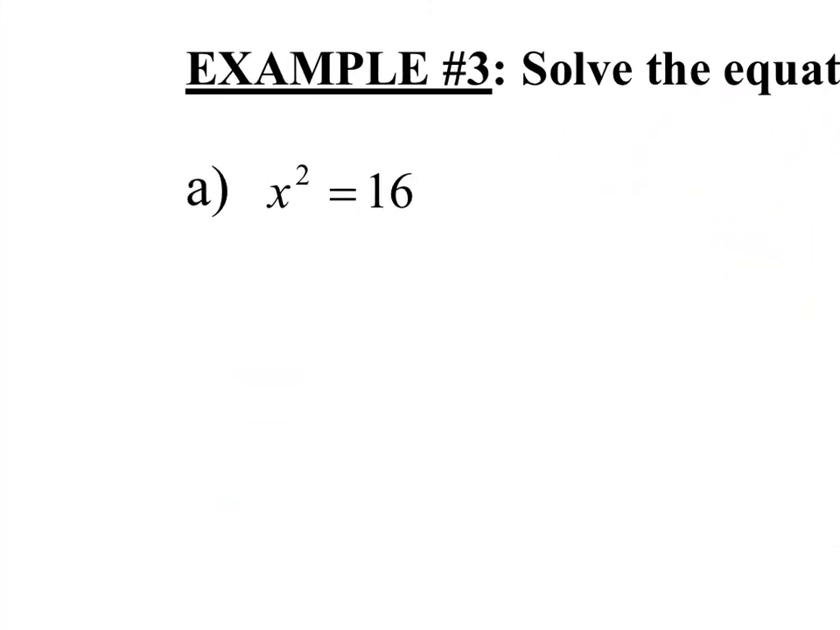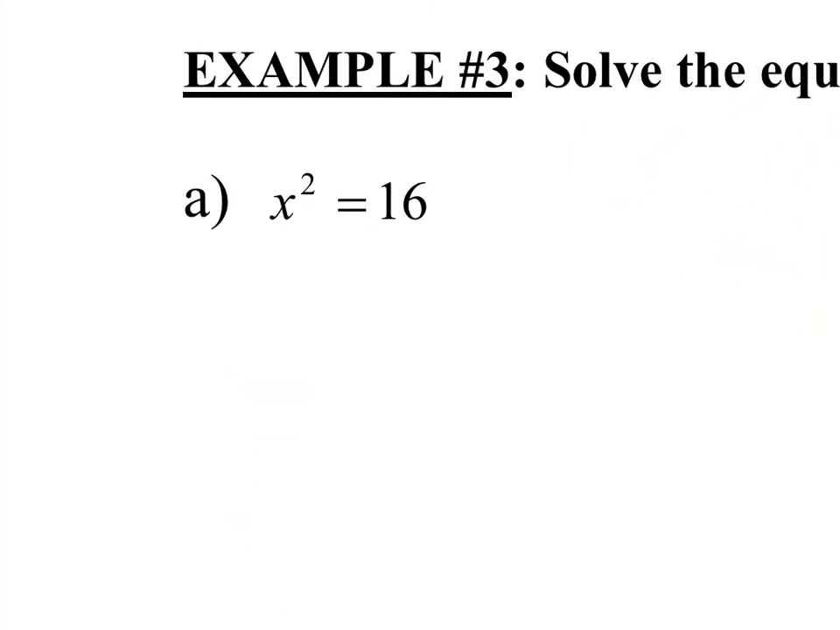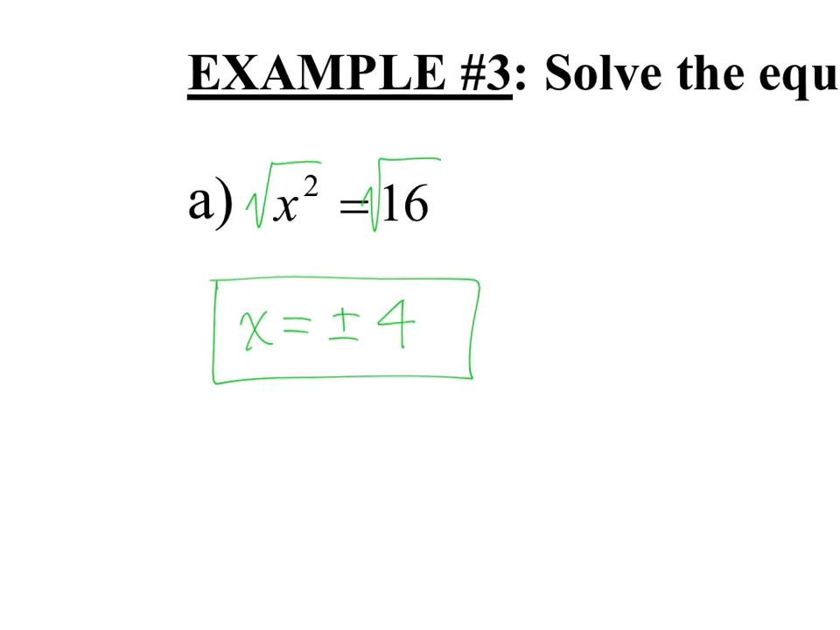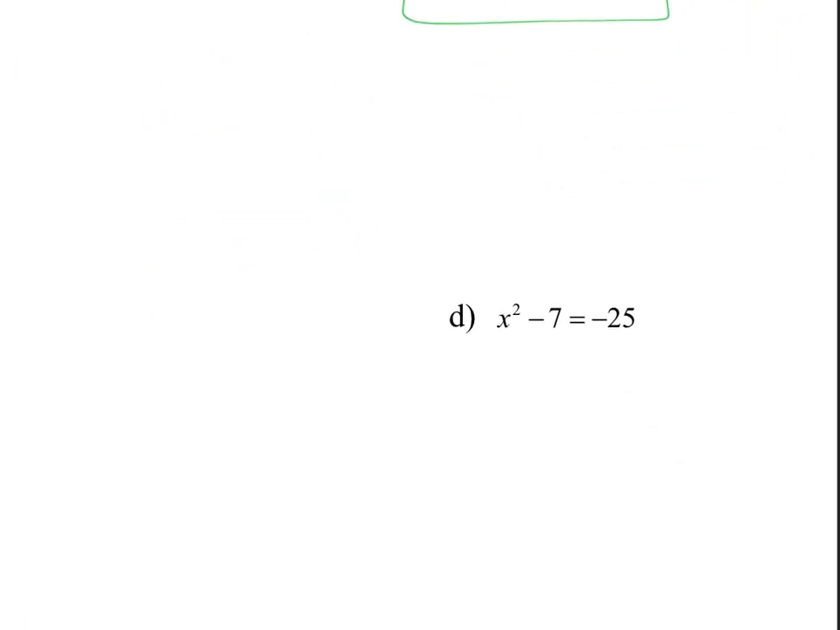Let's do letter A. Letter A should be a pretty easy one. Is the x squared all by itself on one side? It is. So how do we undo squaring x squared? We need to take the square root of both sides. So x is going to be equal to plus or minus. Well, what's the square root of 16? That's actually a nice number. That's going to be plus or minus 4. So our answer is plus or minus 4. And there's our answer.